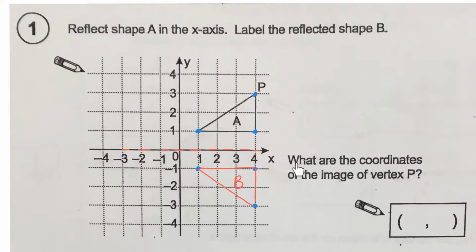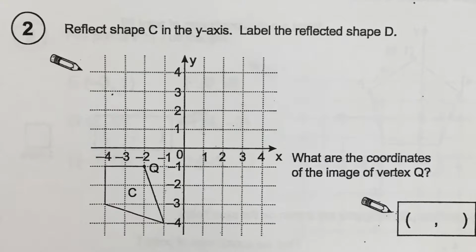And then the question here is, what are the coordinates of the image of the vertex P? This vertex P here, this corner here, has come all the way there. So the coordinates of the vertex P in the reflected image is just along the corridor to 4, down the stairs to -3. So it's 4, -3. And we're done.